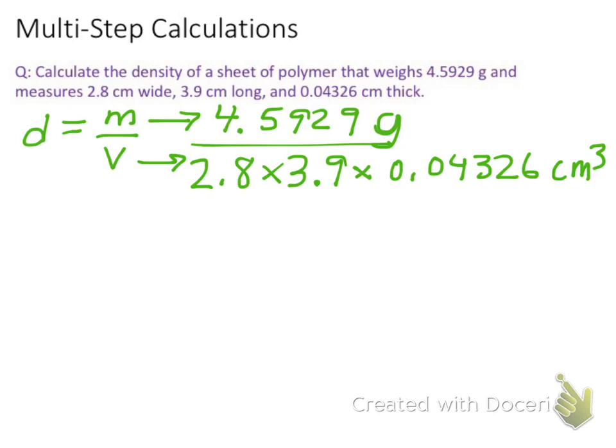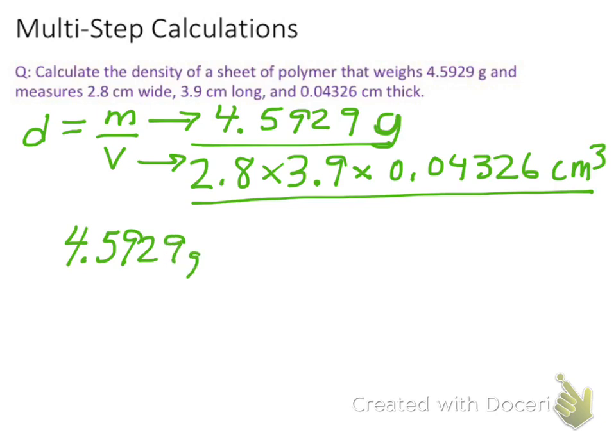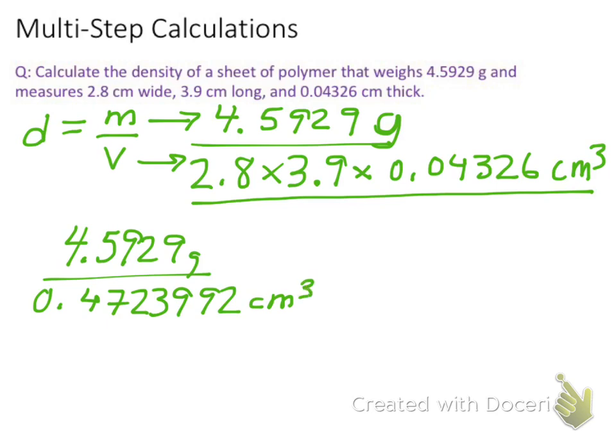So discussion of the order of operations is the subject of a different module. Here I'm going to assume you can perform the multiplication on the bottom. So what you want to do is, in the next step of the problem, we're just going to rewrite the top, the numerator, 4.5929 grams. And when I multiply the bottom on my calculator, I get 0.4723992 cubic centimeters.